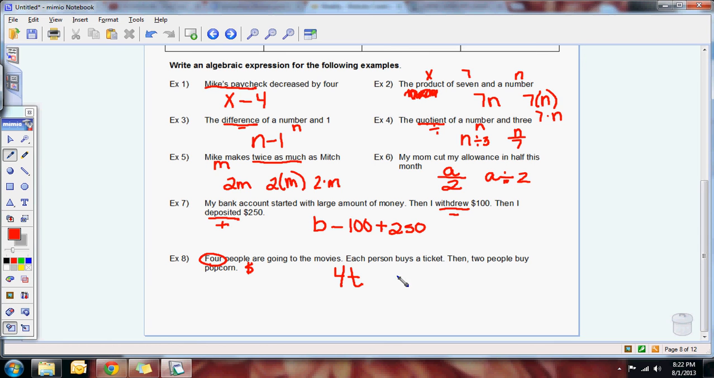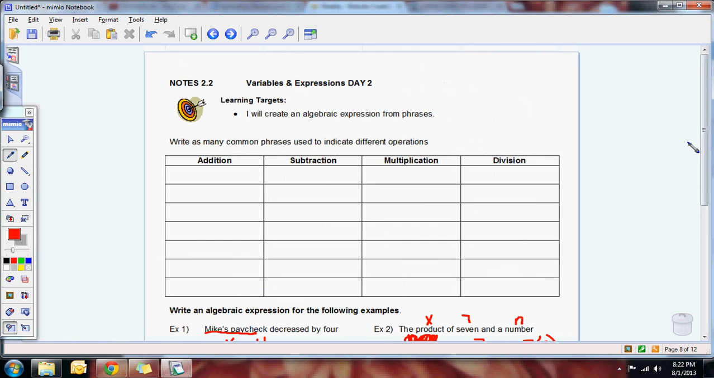Then 2 of those people are going to buy popcorn. So we're going to add to the amount that we're spending. Two of them are going to buy popcorn. So the expression of how much we're spending at the movie theater is 4 people buy tickets plus 2 people buy popcorn, and that's going to give us the amount of money that we're spending at the movie theater. So that's writing algebraic expressions from phrases. We could go on for days, but those are just some quick examples.